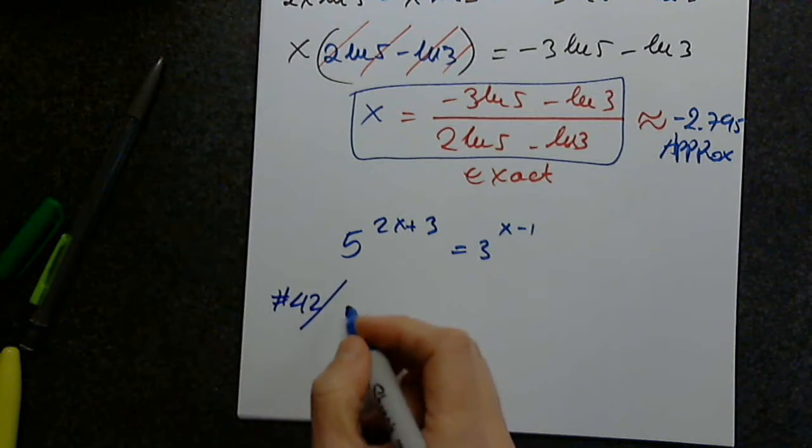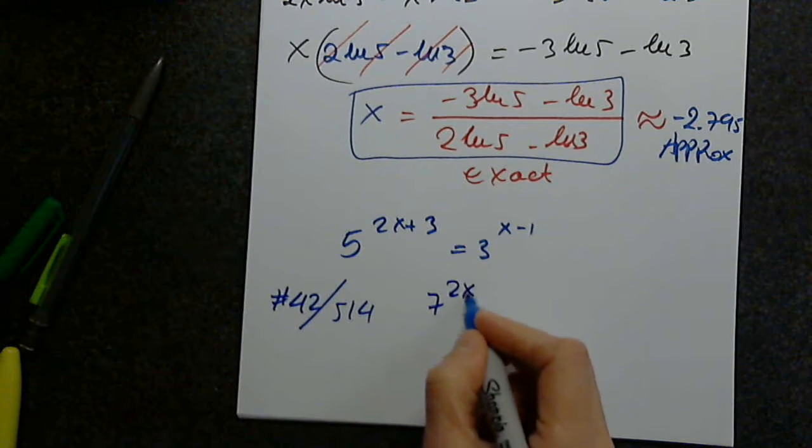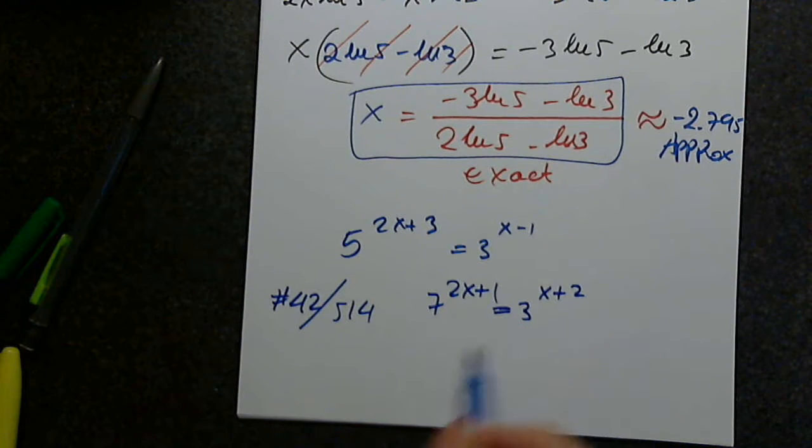On the same page, 514. And that is 7 raised to 2x plus 1 equals 3 raised to x plus 2. Okay, let's work on this problem for 1 minute and then do it together. And then we'll continue with log equations. Okay, 2 minutes.